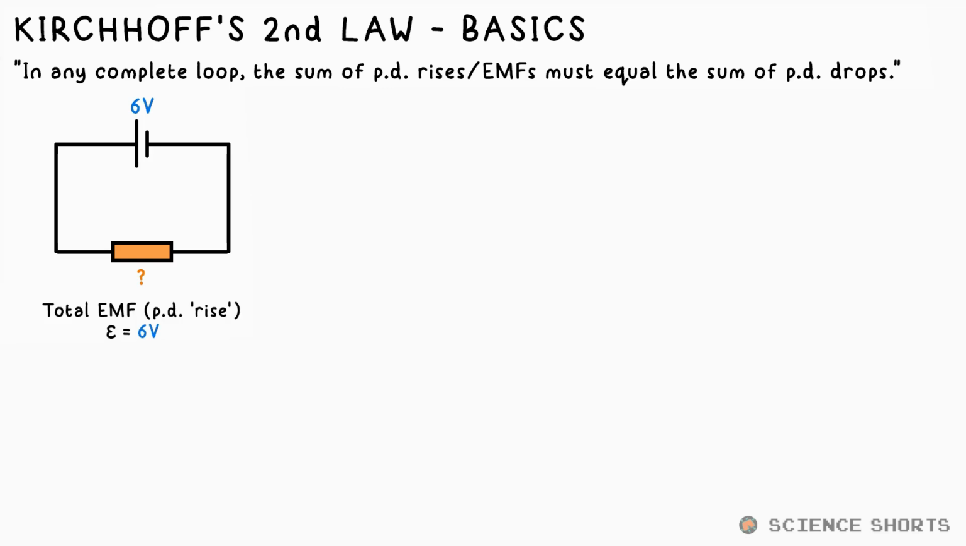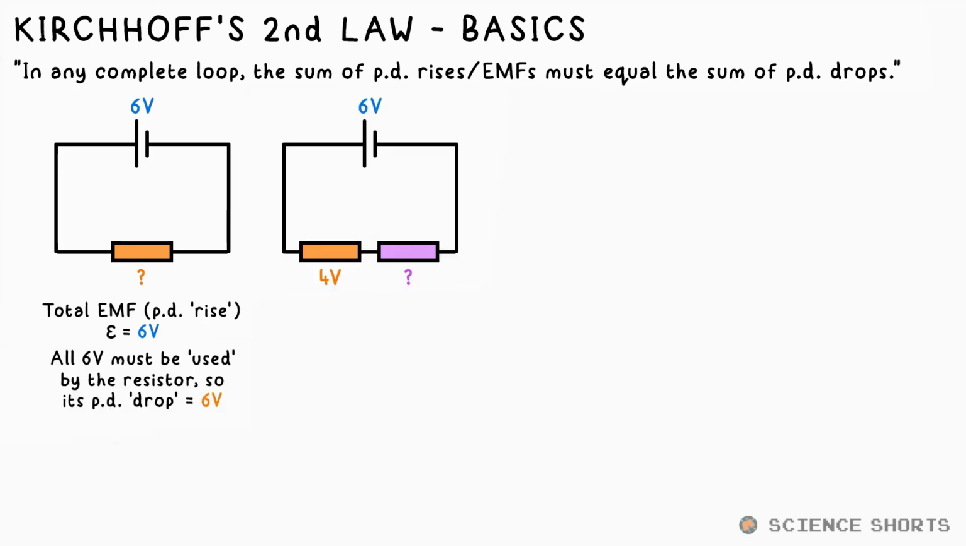Where's the only place where potential is dropping, or in other words, where PD is being used? In the resistor, of course. If the total EMF, we can use the symbol epsilon, is 6 volts, that's just voltage supplied, then the PD across the resistor must also be 6 volts.